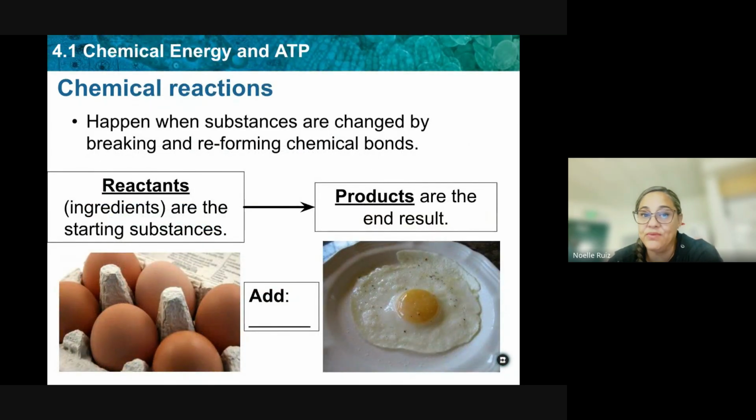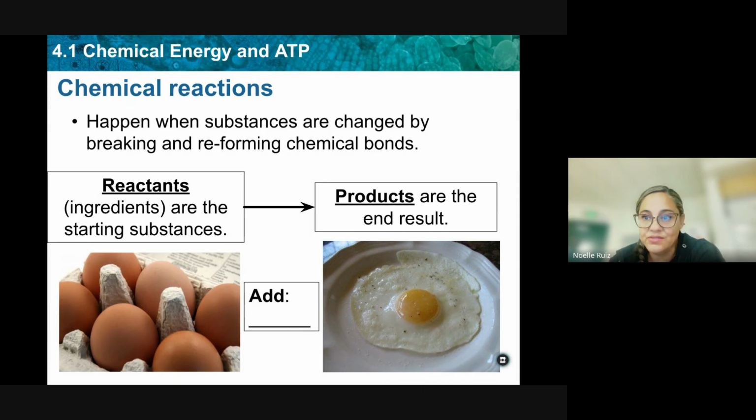Chemical reactions happen when substances are changed by breaking and reforming chemical bonds. Talked a little bit about bonds way back in chapter 2. Covalent bonds, ionic bonds. They hold things together. Well, our body is constantly breaking and reforming bonds for us.